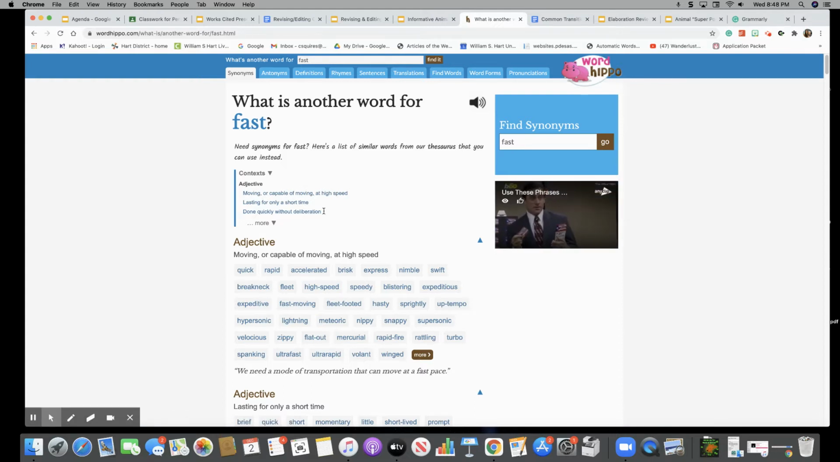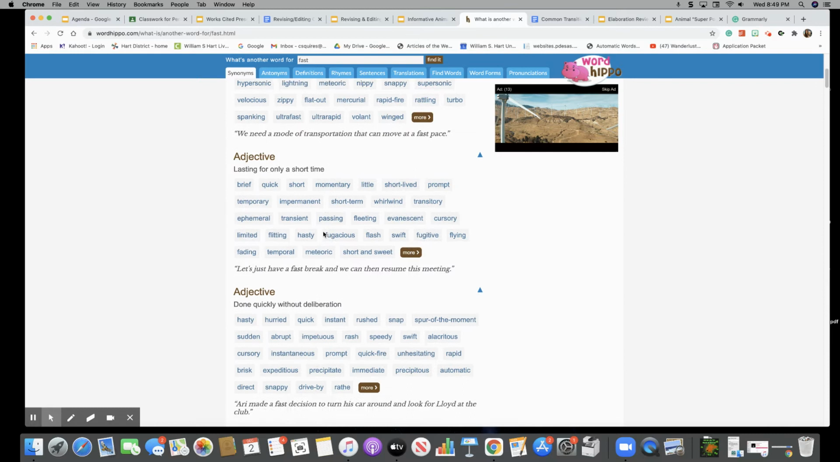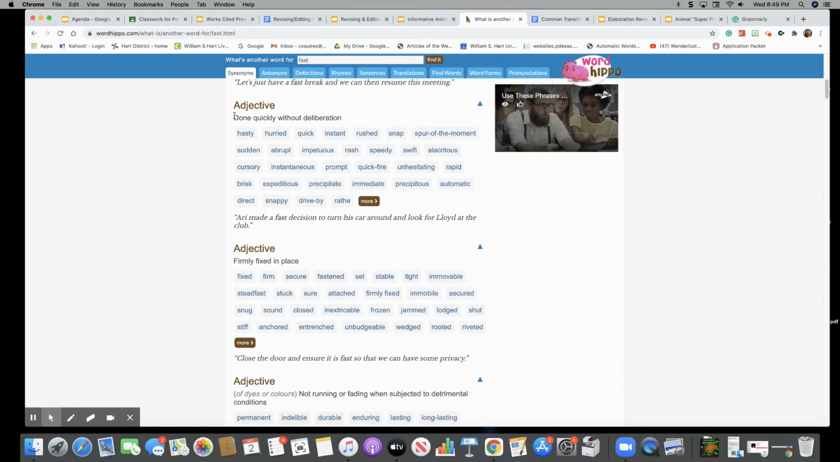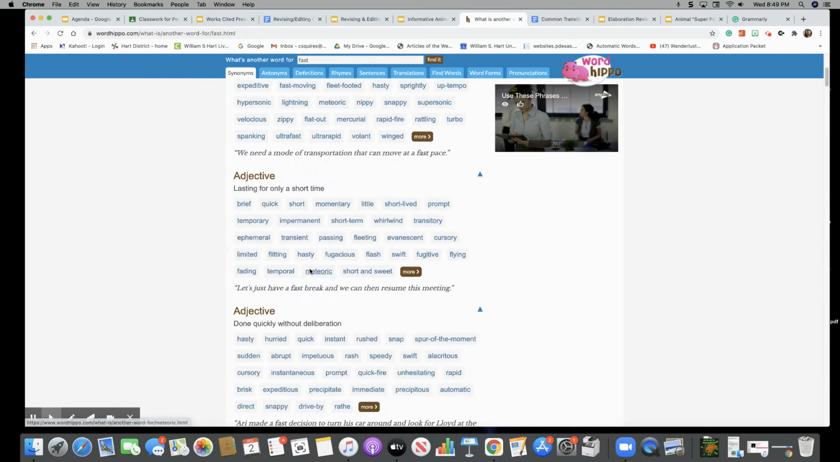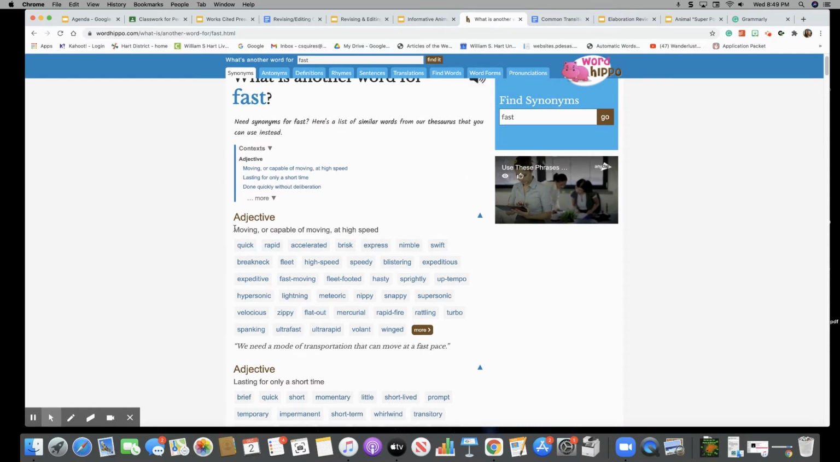Or if you want to use the word accelerate, like it accelerates at a high speed. You can use some of these other words somewhere else in your writing if that helps you. So just sometimes seeing different words can make you think of something in your head. And you can scroll down and see, it'll tell you depending on how the word is being used. So you might have to scroll to find the correct usage of the word that you're searching for. But for this one, I am searching for moving or capable of moving at a high speed. So this would be the correct spot to look.